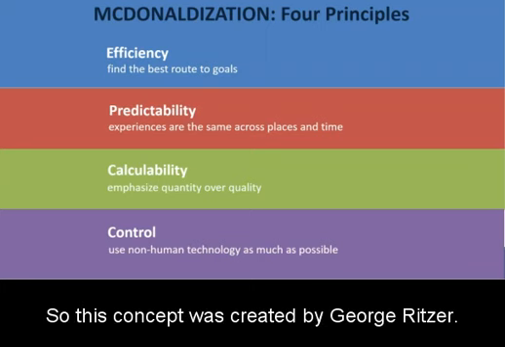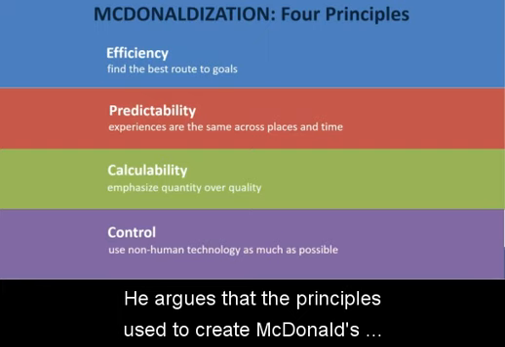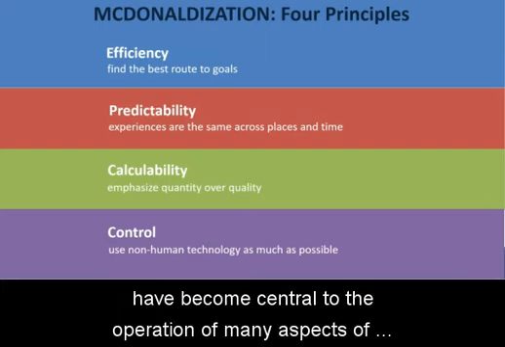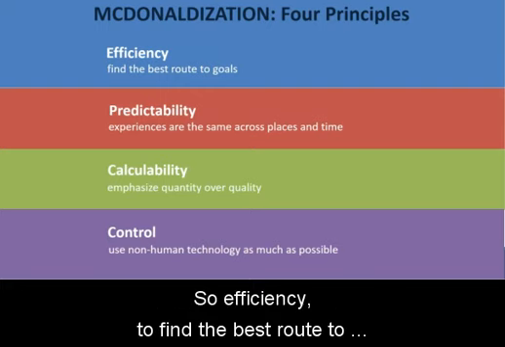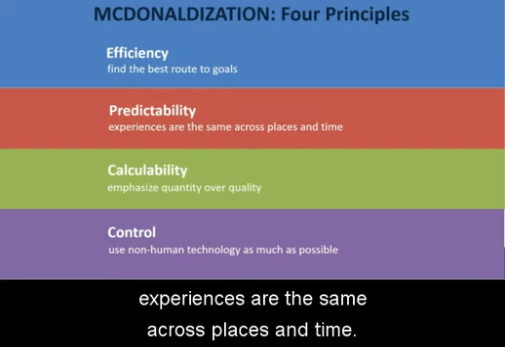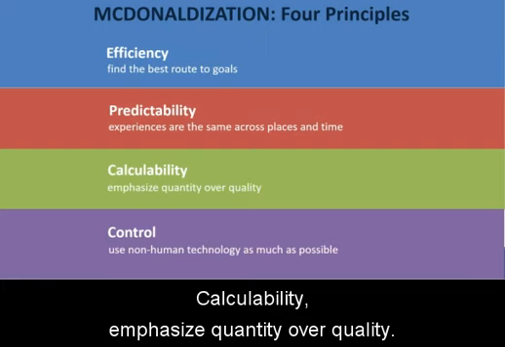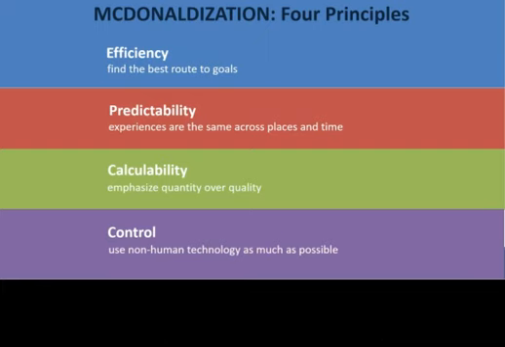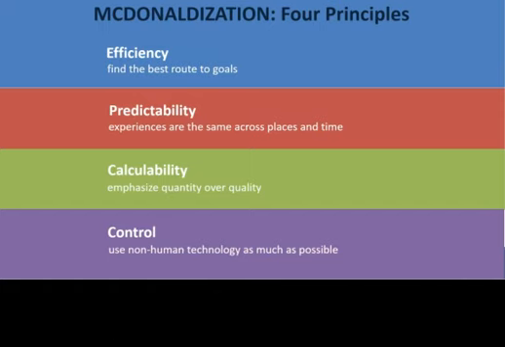So this concept created by George Ritzer, he argues that the principles used to create McDonald's have become central to the operation of many aspects of business and society. So efficiency, to find the best route to goals. Predictability, experiences are the same across places and time. Calculability, emphasize quantity over quality. And control, use non-human technology as much as possible.